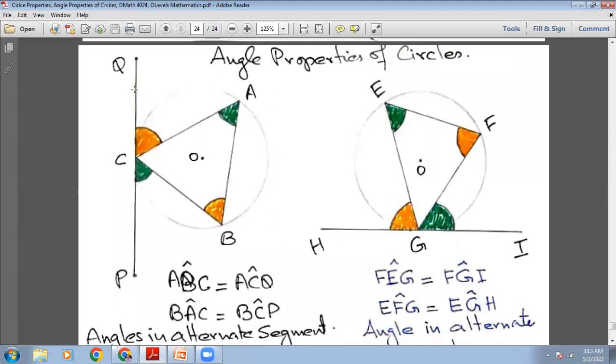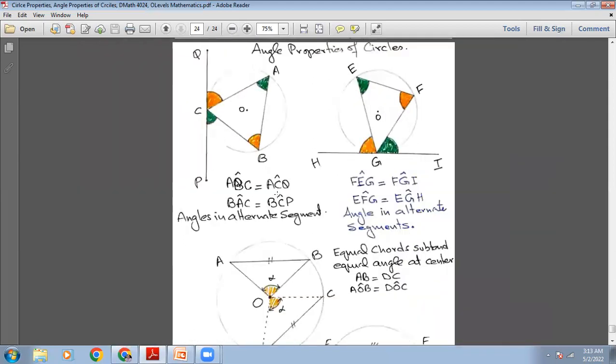If you have a tangent and a triangle whose one point is at the point of tangency, and the other two are on the circumference, its vertices are on the circumference. So the angle formed between the side of this triangle and the tangent will be equal to this angle. The angle formed between the tangent and the side of this triangle, this angle will be equal to this angle. This is called angles in the alternate segments. Let me reduce the size so you can see. This is called the angles in the alternate segments.